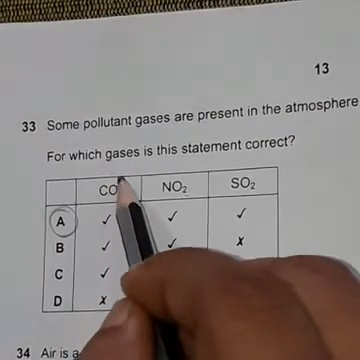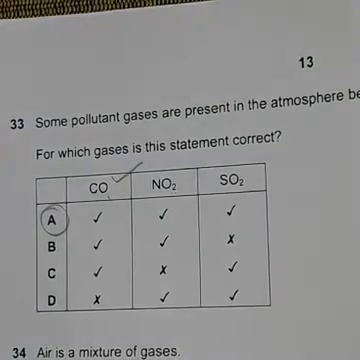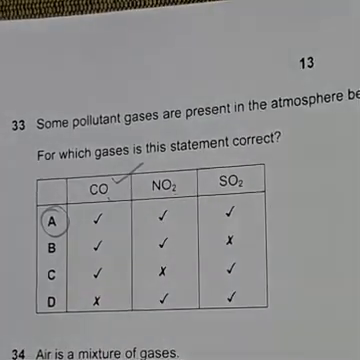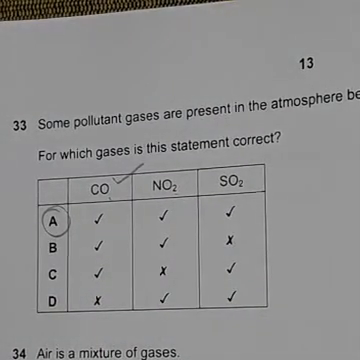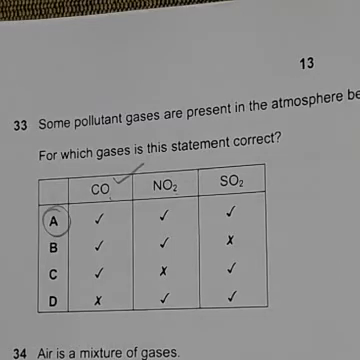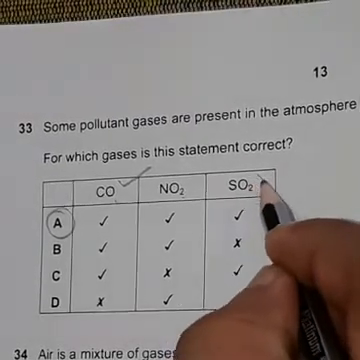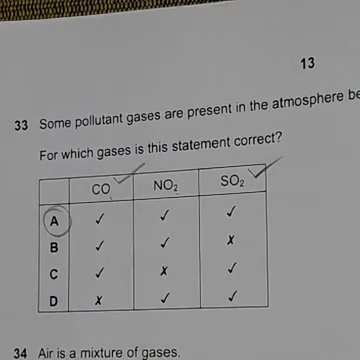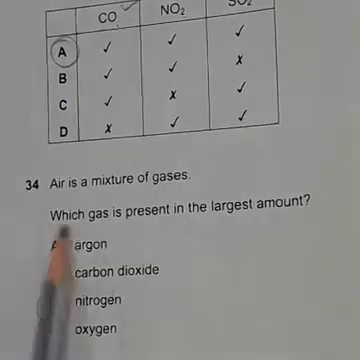Carbon monoxide is formed by incomplete burning of fuels. Nitrogen dioxide is formed from motor vehicle engines. Sulfur dioxide comes from thermal power stations, from burning fossil fuels. So all these 3 gases are formed from burning of fossil fuels. So the first option is the correct answer. Next one, question number 34.